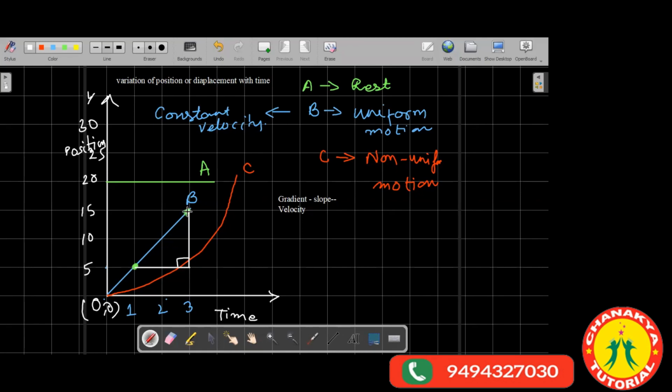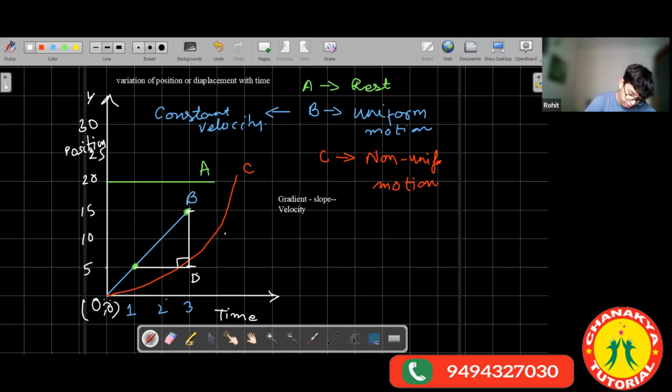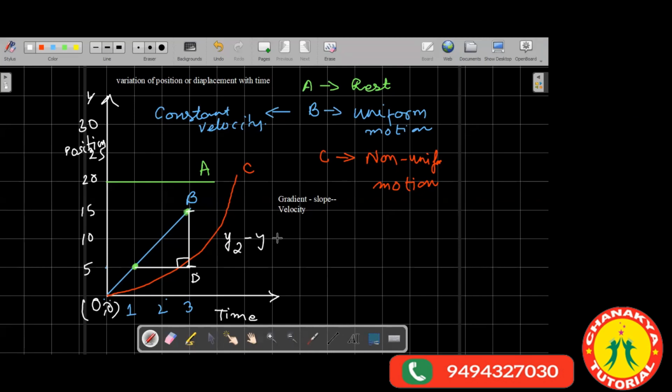Okay. So the length of this perpendicular, let this be point D, so the length of the perpendicular would be BD, and this length would be equal to 15 minus 5. Everyone is getting the length of BD? Yes, sir. BD will be equal to 15 minus 5. Hence, we also call it y2 minus y1, which will be 15 minus 5, and this must be equal to 10. Then divided by the time. So time here for this one is 1 and this is 3. So this portion is just equal to 2.